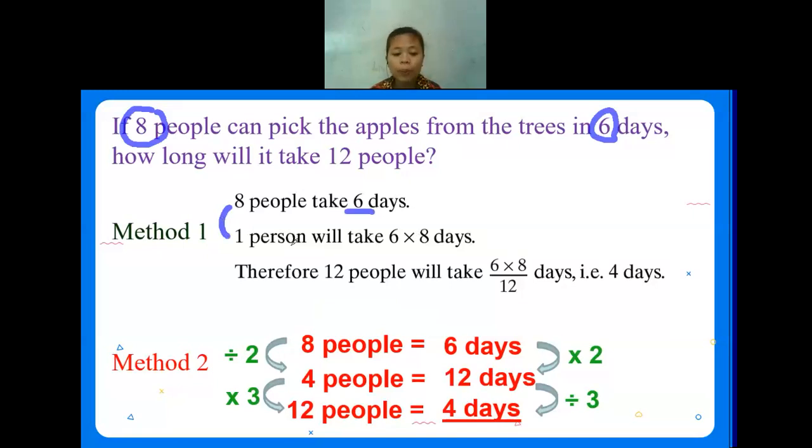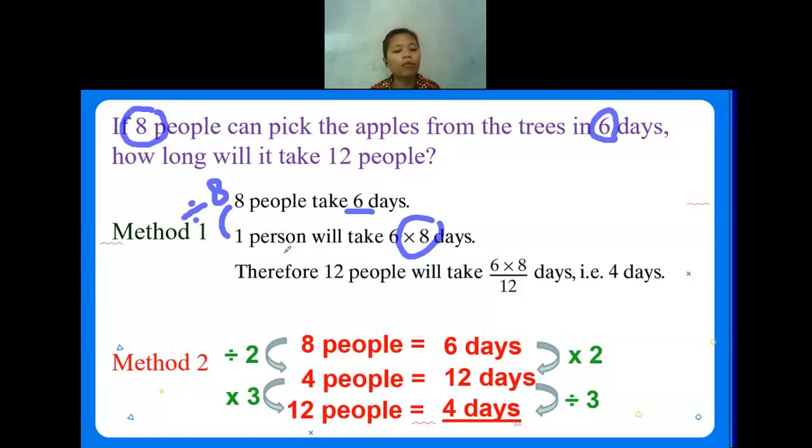Because fewer people will take more days. That's why here, from 8 into 1, we divide by 8. So for the number of days, we need to multiply. This is divide, this is multiply. That's why it will be inverse. We do the opposite from one amount to the other. We do the opposite way.